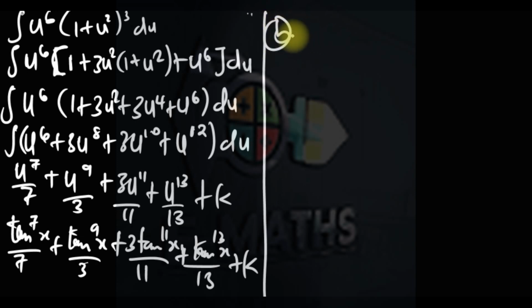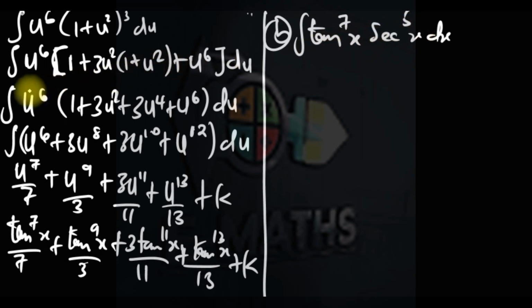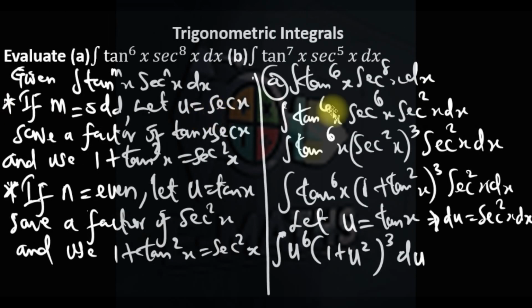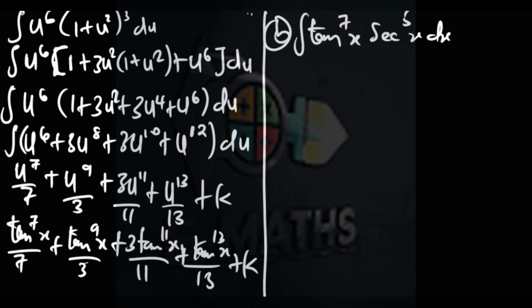So coming to the second one, we have the integral of tan x raised to power 7 sec x raised to power 5 dx. So in this case, tan is odd. You remember the first one, look at this, the first one, sec is even. So look at the first even power of sec or tan. So in this case, we are using tan because it is odd. So you let u be sec and save a factor of tan sec from what I explained.